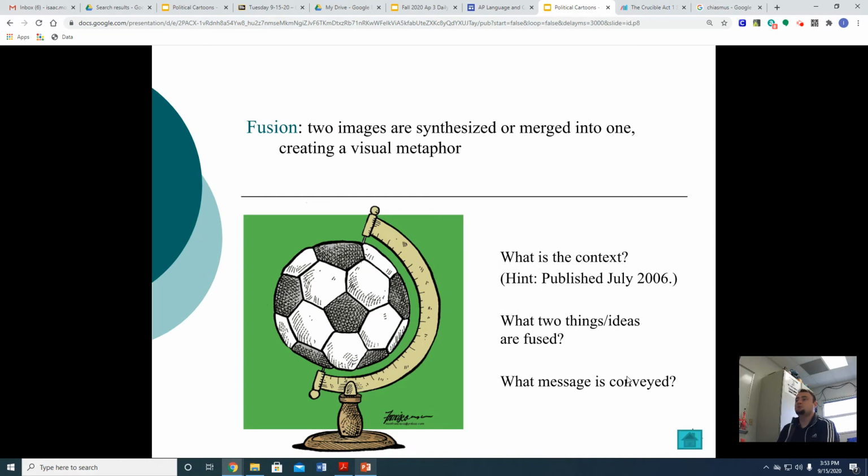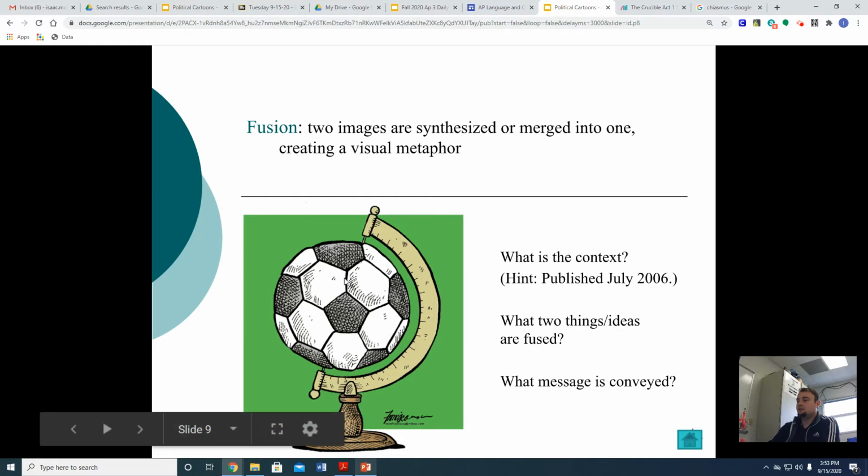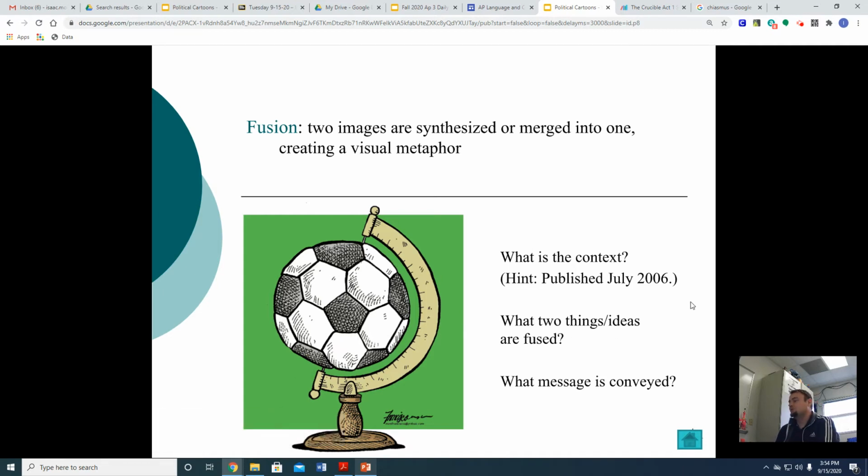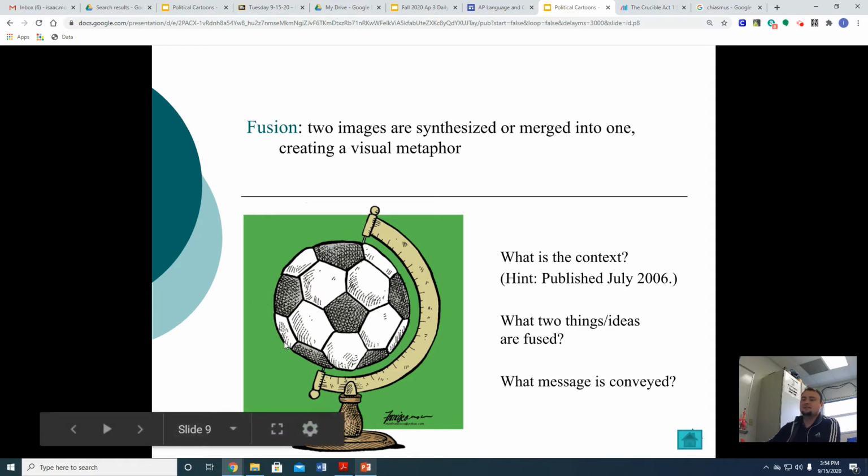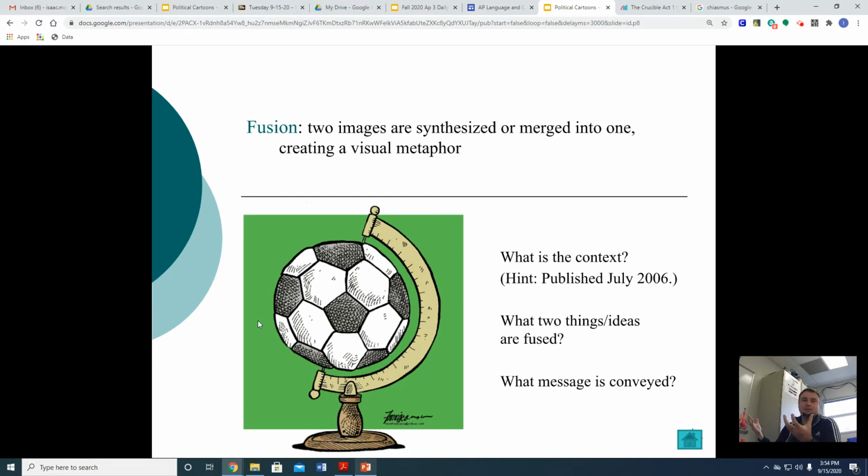All right, fusion is when two images are synthesized or merged into one, creating a visual metaphor. So you can see the soccer ball here on what looks to be where you would normally find a globe. So what's the context? It was published in July 2006, which I believe is a World Cup year. Don't quote me on that, I'm not sure. But what two ideas is it tying together? So it's tying the world and the soccer ball together. So obviously that would make me think World Cup or soccer, some unifying experience for the world. And that's kind of the message that they're trying to convey there.